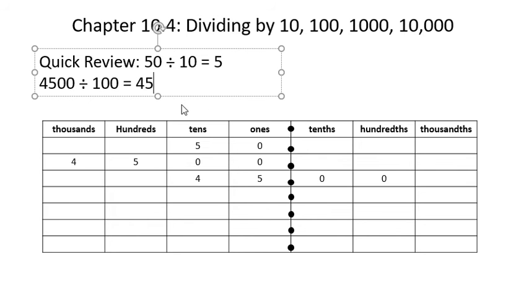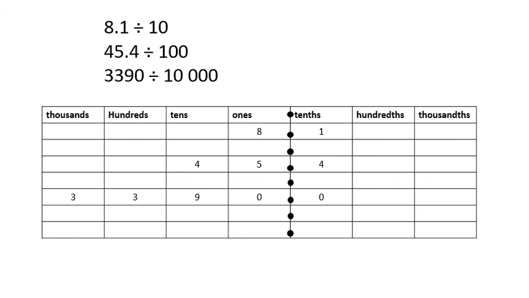So when we divide, a reminder that all of our numbers are moving to the right because they're getting smaller. Let's move on to the grade 6 math. So I've here written 8.1 divided by 10. So I'm dividing by 10. That means these numbers are going to move to the right by one column. So my 8, which is in the ones column, is going to move to the tenths column. So we have 8 tenths, and my 1, which is in the tenths column, is going to be moving to my hundredths. So my answer here is 0.81.